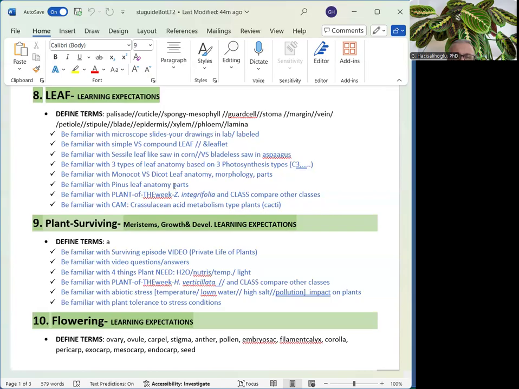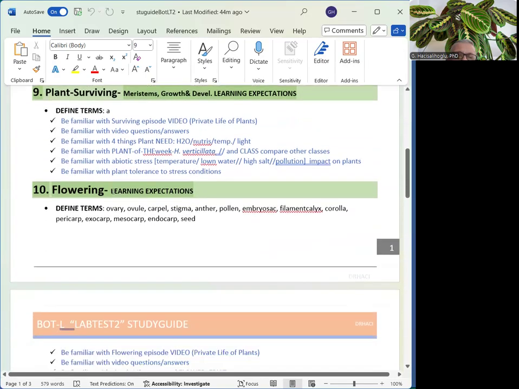Be familiar with abiotic stress, different stresses. Abiotic means non-living, right? Like high salt, pollution, low water, high water, high temperature, low temperature, and etc. And tolerance to these stress conditions. Lab number 10 is about flowering.